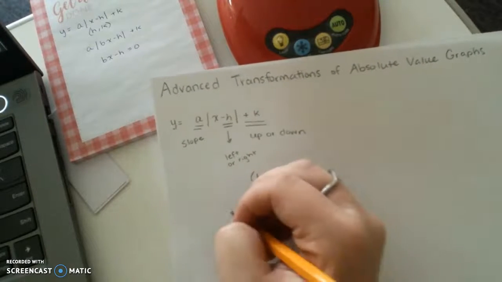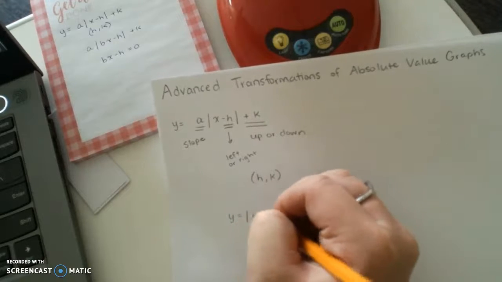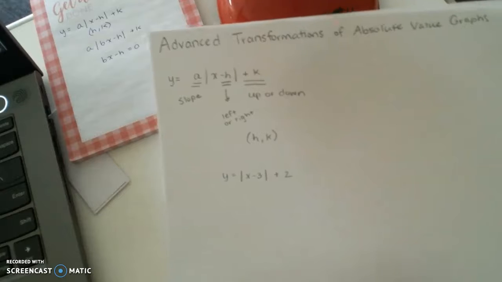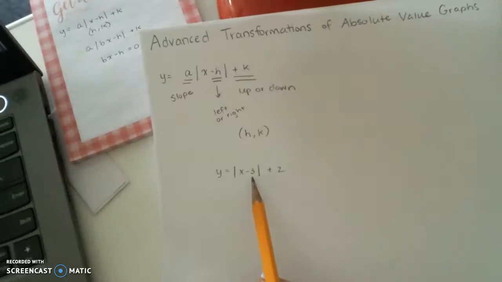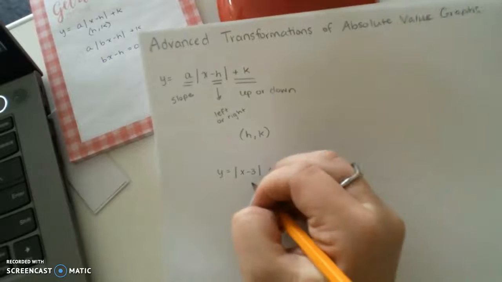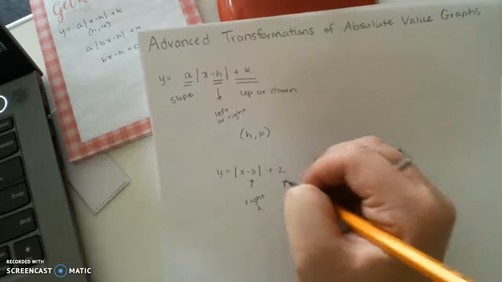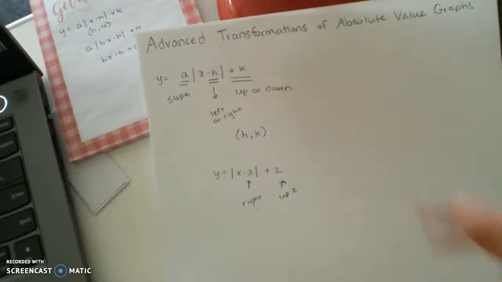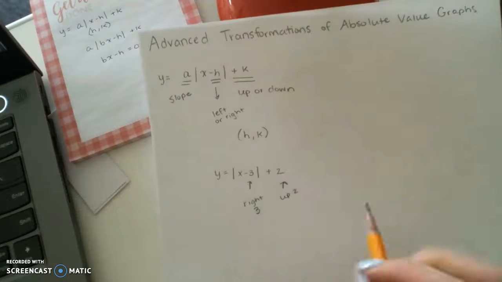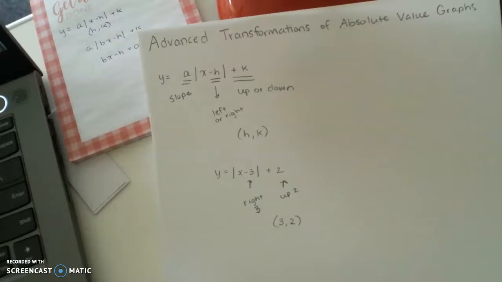So that means that if I have something that looks like this, remember that whatever's inside of our absolute value, it's going to be the opposite direction of what we think. So this is going to take us right 3, and this is going to take us up 2. Right 3 and up 2. So our new vertex would be (3, 2). Okay? So that's what we were working on yesterday.